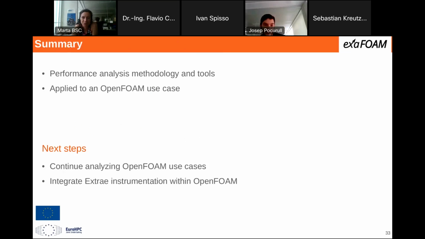Now, Marta, if you want. Thank you, Josep. So just to wrap up, we tried to explain our performance analysis methodology and tools, and showcase that applied to an OpenFOAM use case. Probably some of the questions that arise from this presentation are which part of the code is this and that, because Josep keeps telling the time step, part one, part two, and the different regions within that. That's where we don't yet have the information on which part exactly of the code that is, which to start the performance audit, I think is the correct starting point.